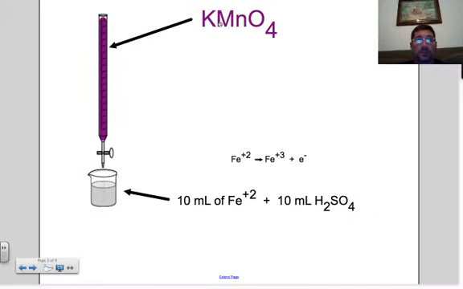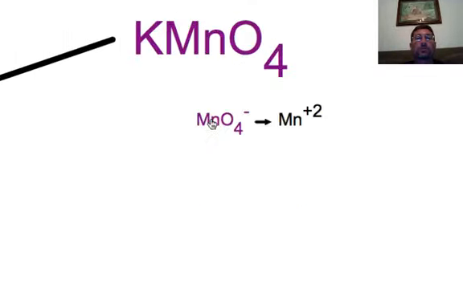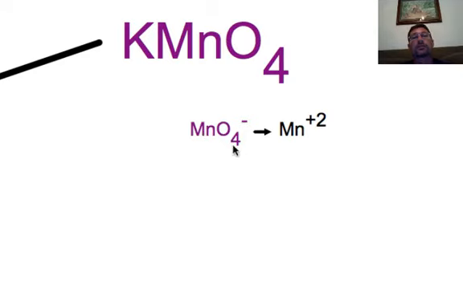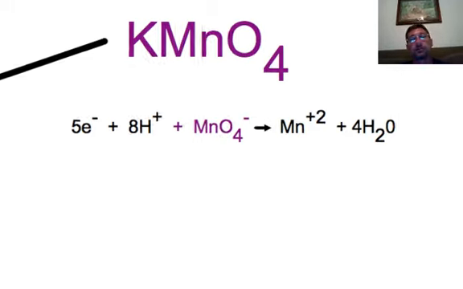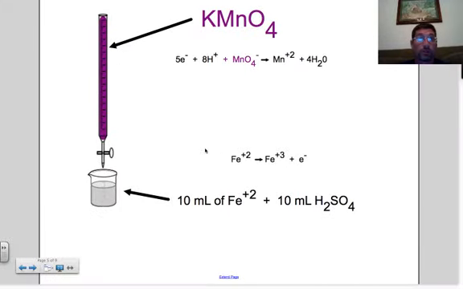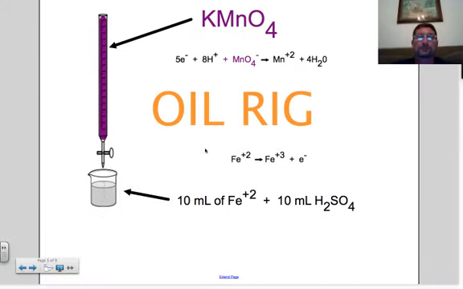Now, what's going to happen to potassium permanganate? First of all, potassium is just a spectator ion. But permanganate is going to be reduced from permanganate, that's purple, to Mn plus 2. And the way that happens, well, it's going to gain 5 electrons. Okay, this is called reduction. Remember, reduction is the gain of electrons. Oxidation is the loss of electrons. Oil rig, remember that? Okay.